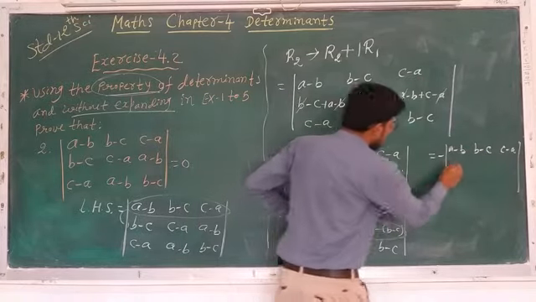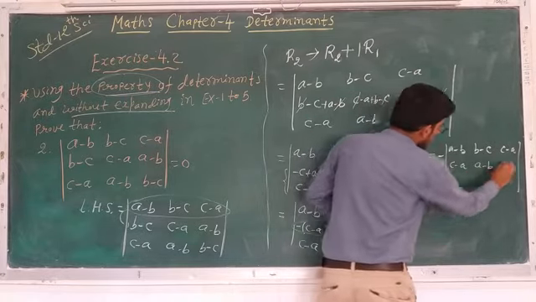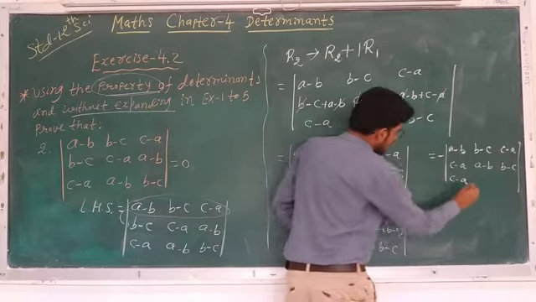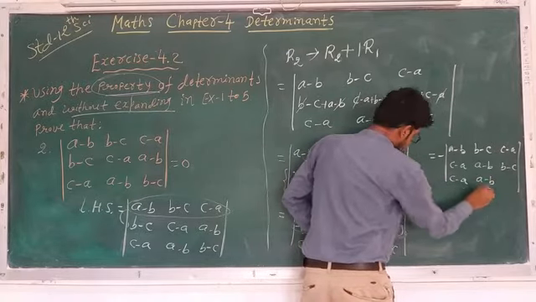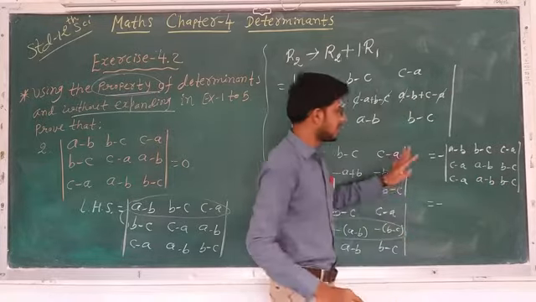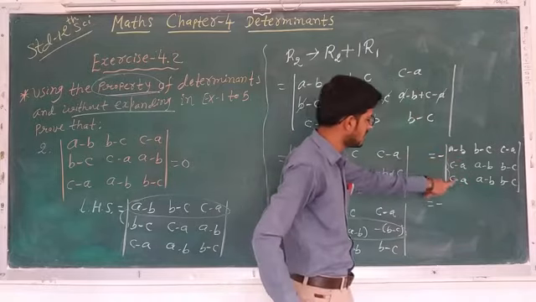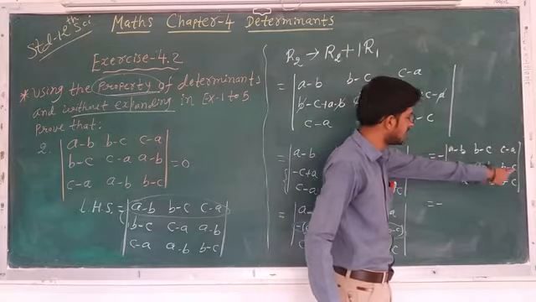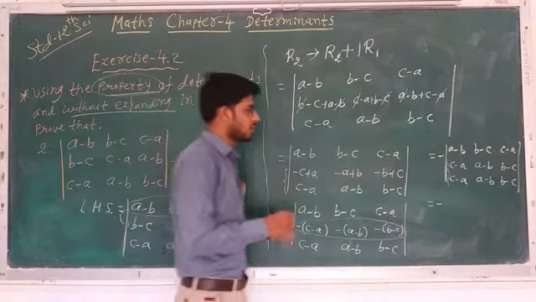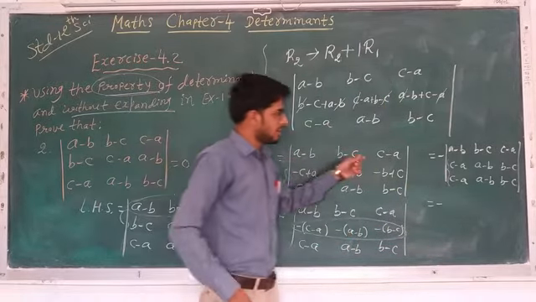Second row, c minus a minus b, b minus c, and third row is c minus a minus b, and b minus c. Minus as it is. Now observe that second and third row both are same, c minus a minus b, b minus c. So we have to apply property number 4. What is the property number 4? If any two rows or any two columns are same, its value will be 0.